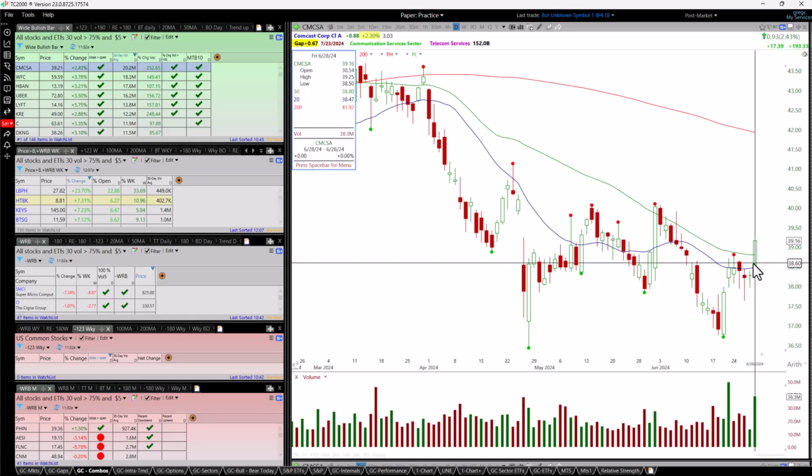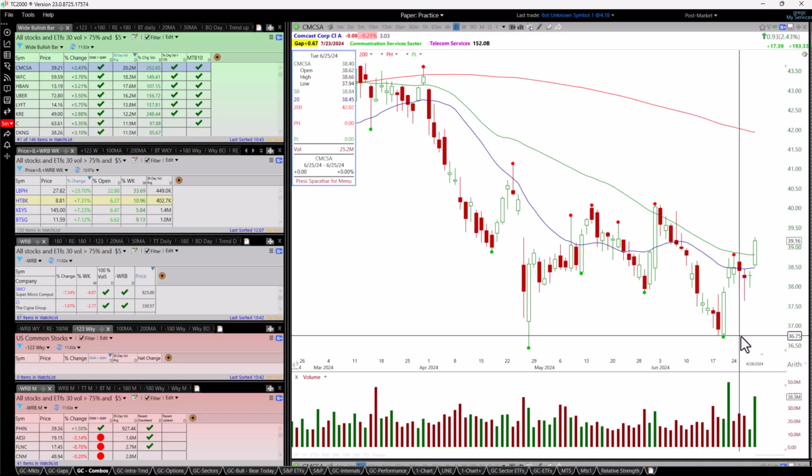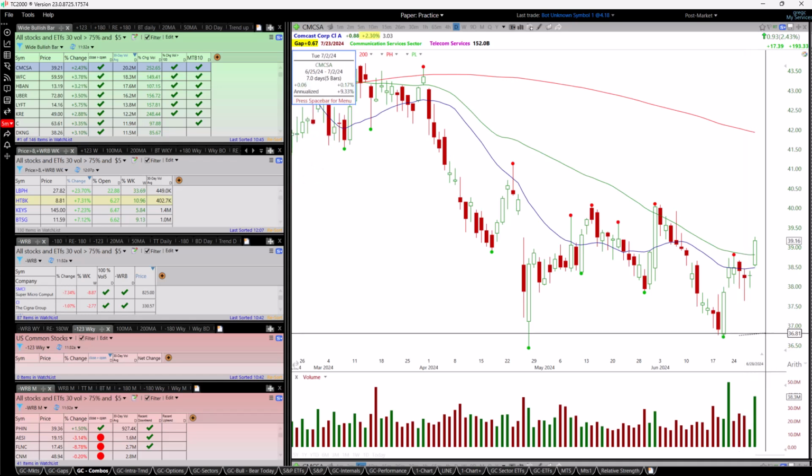Up wide range bar on Friday on volume. It's still in development mode. What this is good for, if it had premium, would be put spreads, because we have a clear indication that buyers are stepping up, and it's unlikely to come back down here in the short term.